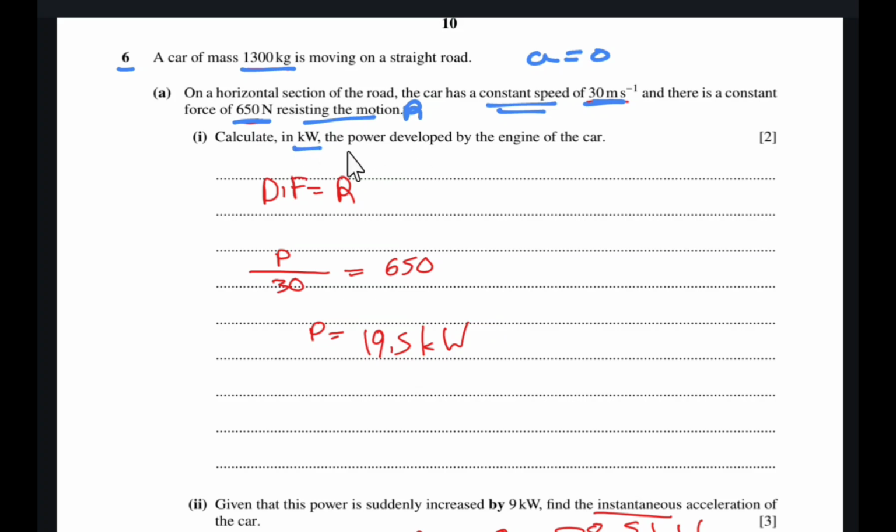Calculate, in kilowatts, the power developed by the engine of the car. Since the object is moving at a constant speed, the driving force is equal to the resistive force, and we know that power is equal to driving force into velocity. So driving force is equal to power by velocity, and the velocity is 30 meters per second. We know the value of the resistive force. After calculation, we get the value of P as 19.5 kilowatts, as we have to give our answer in kilowatts.